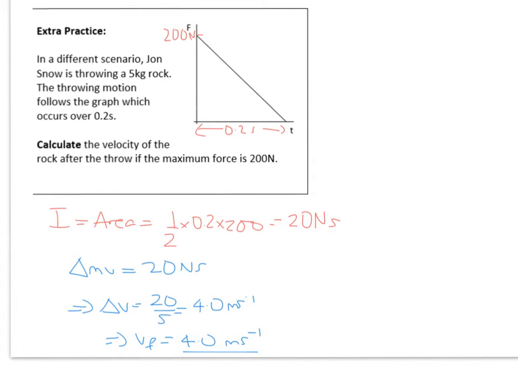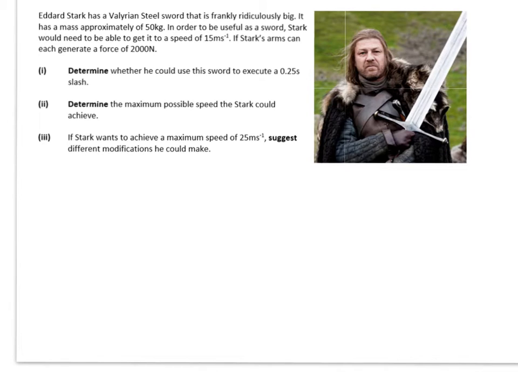So let's have a look at a multi-stage problem, putting these things to the test. So we've got Eddard Stark here, easily the best character in the first series of Game of Thrones. But anyway, he's got a ridiculously big sword made of Valyrian steel. It's about 50 kilograms is my estimate here. And to be useful as a sword, you're going to need to be able to get it up to speed, because that's how you're going to slice someone with it. So it tells you each of Stark's arms can generate 2,000 newtons. So the first thing to do is the total force is going to be 4,000 newtons there. That's the maximum possible force.